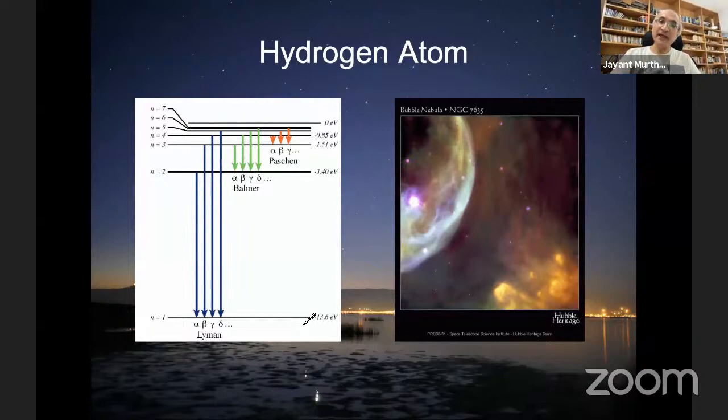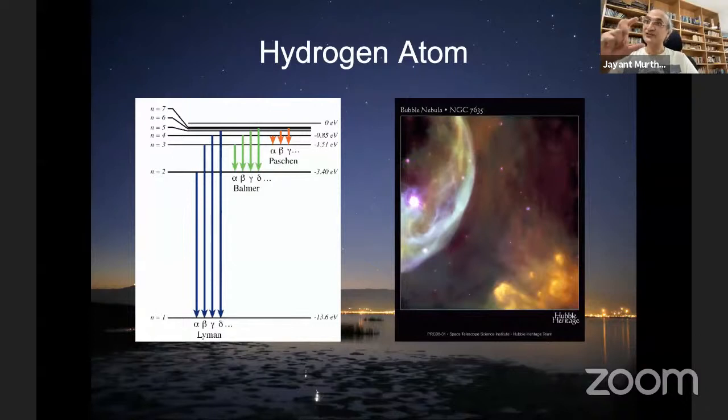So by terminology, the N equals one state is the ground state of the atom. And this is where the atom is at zero energy. Now the first excited state is when the electron goes from the N equals one state to the N equals two state. And there's a difference of 10.2 electron volts there, which corresponds to a wavelength of 1216 angstroms, which is 122 nanometers.